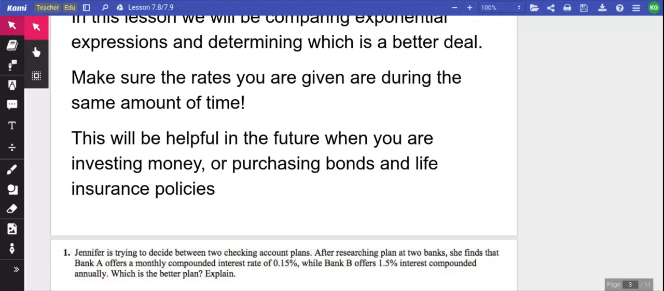So when we are going to be comparing exponential expressions, we're going to be given two sets of options for our investments in our banks, and we're going to have to determine which one is a better deal. Now, the important thing to make sure is that you are given the same amount of time. So sometimes they might switch it up and give you months for one and years for the other. So we just have to make sure that they're both given and turned into years.